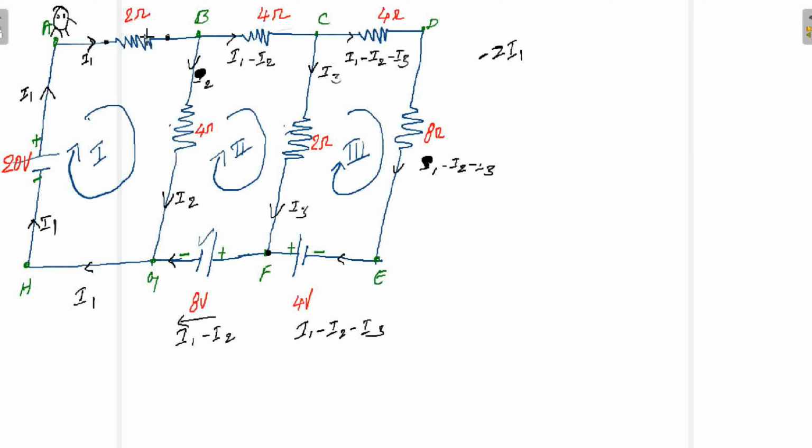Next, you have reached this point B. Again you have started the journey. And again this current direction I2 is in the same direction as your travel, and it reaches this point. Again it came across one resistor.